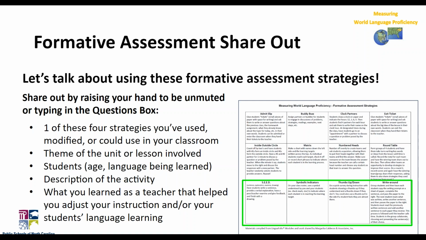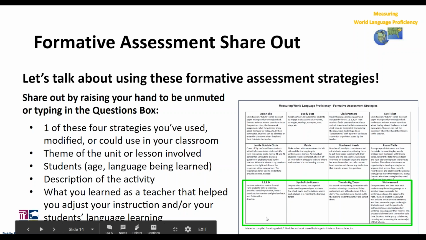These are just 12 formative assessment strategies. As you can see, they're ones that I have pulled from some of our LinguaFolio modules, as well as work shared by Margarita Calderon and her associates. So we've had a lot of folks who've come to North Carolina and worked on formative assessment and shared resources with us, but I'm sure you know a lot of these too. So these are just 12 of our formative assessment strategies that we work with on a regular basis.